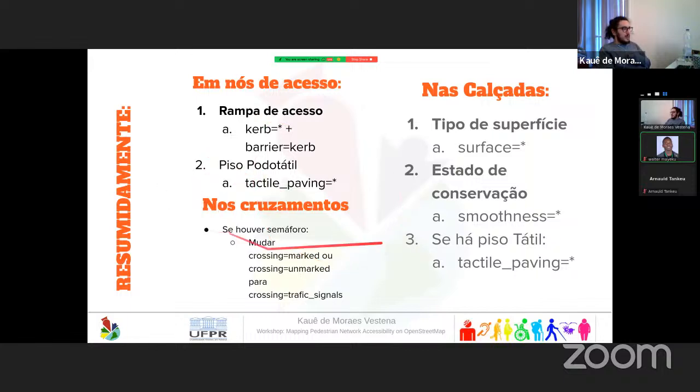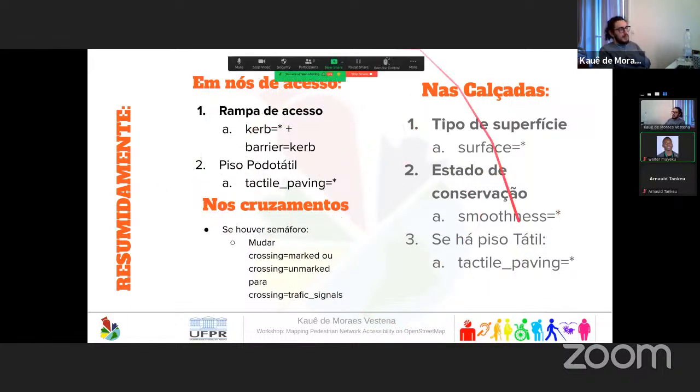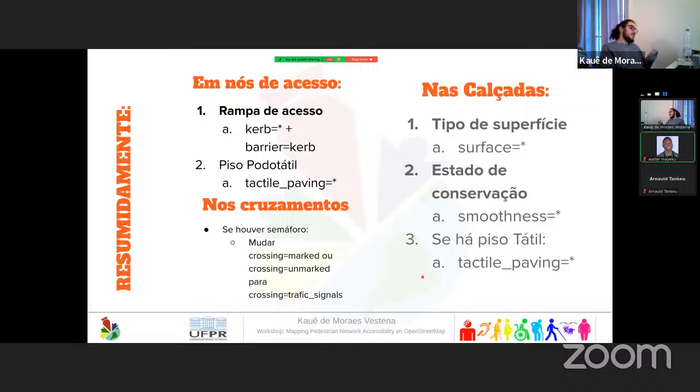Here's a wrap up of what we saw beforehand. These are the things that we mapped. Recapping: if you have the access point, we have the ramps and the presence of tactile paving for the crossings. If there's a semaphore, okay. For the sidewalks, the type of surface, the smoothness, and if there's tactile paving, okay.